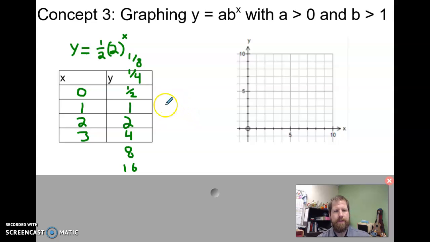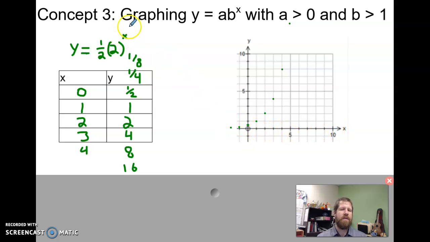All right, so let's plug in those points. At 0, we have 1/2, somewhere there. At 1, we have 1. 2 is 2. 3 is 4. 4, if we had it down here, would be 8. 5, somewhere up here, is 16. And if I went back at -1, it'd be a 4th, and then an 8th, getting really close to my x-axis.